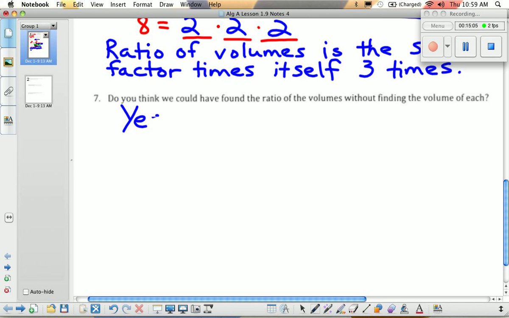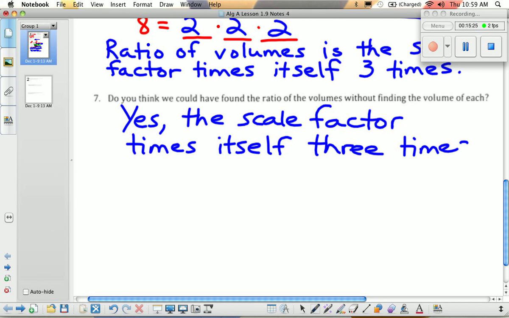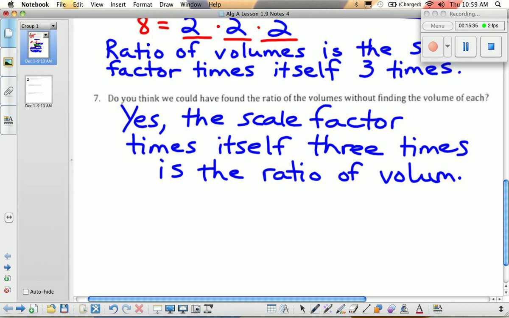yes, the scale factor, you could go ahead and fill this in, the scale factor times itself 3 times is the ratio of volumes. In other words, it tells us how many times bigger or how many times smaller it got. That's what ratio of volumes means.